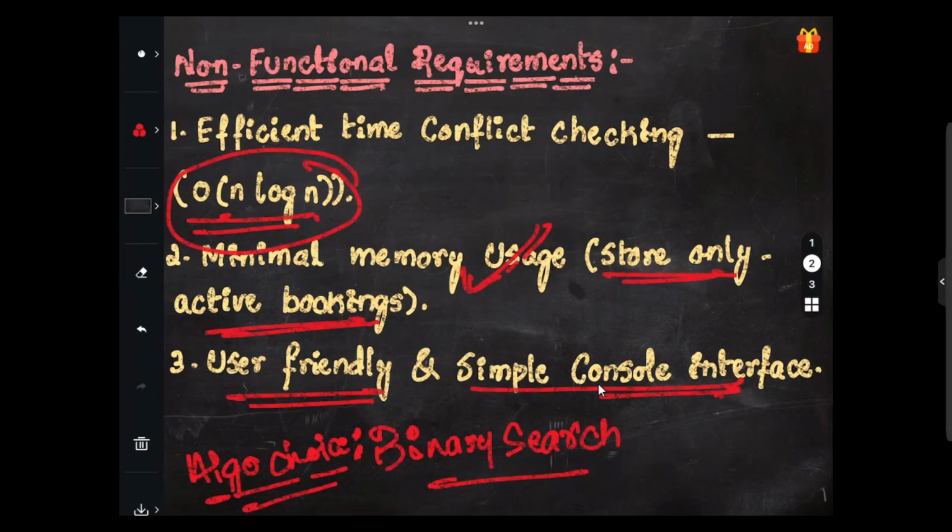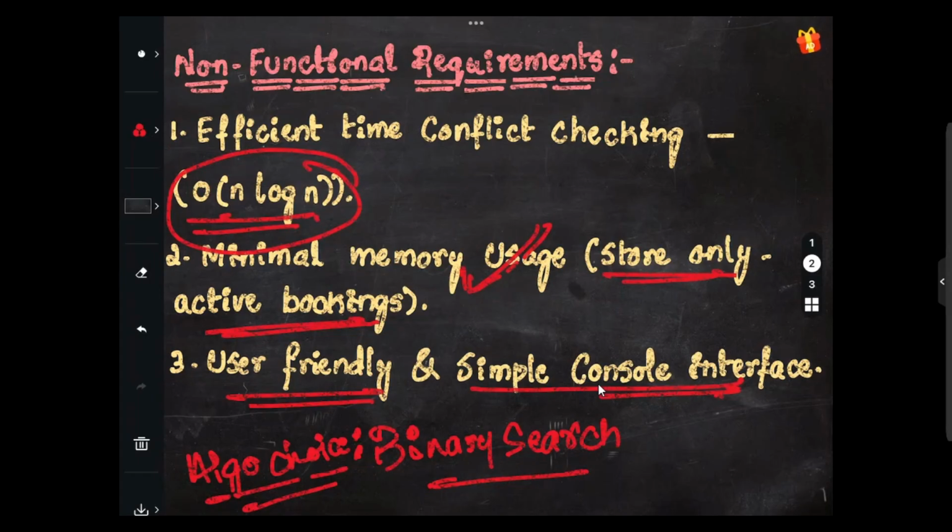What's the reason that we are going with interval checking with a binary search? Basically, we can go with a segment tree as well and other algorithms that are mainly based on intervals. But the main reason is we can efficiently check the conflicts in the sorted list of bookings.